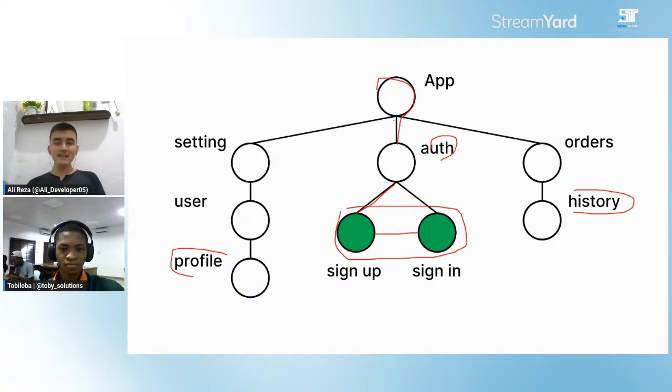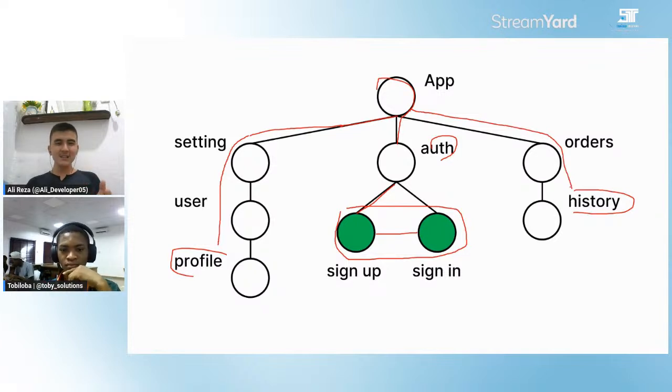Then when the data is inside of it, we need to send the data to the settings component route, I should say, and then to the user, then to the profile, so that we can access the data. And it is so similar to the orders. When the data is inside this component, which is the app, we need to send the data to the orders, then history.